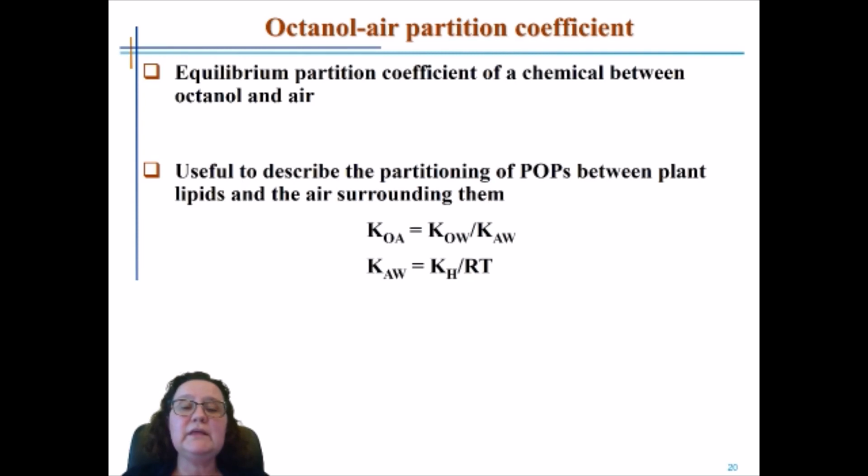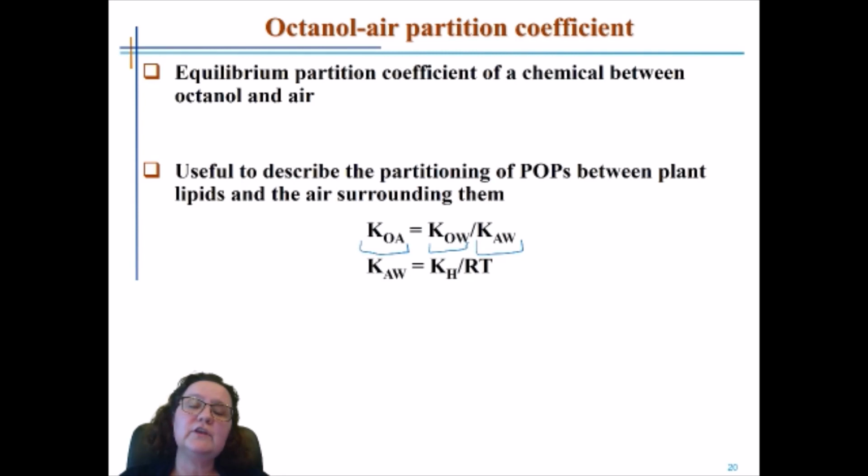You can play with these partition coefficients by combining them. For example, the partition coefficient between octanol and air can be defined from the partition coefficient between octanol and water and the partition coefficient between air and water. And the partition coefficient between air and water is Henry's constant. They've been well tabulated. Henry's constant came for the first time in the 19th century.